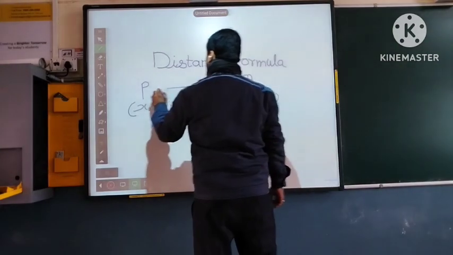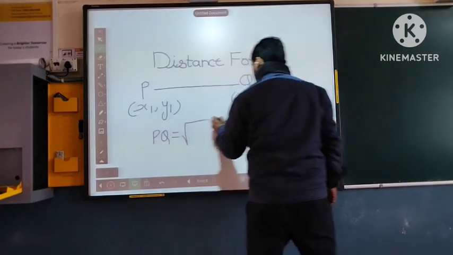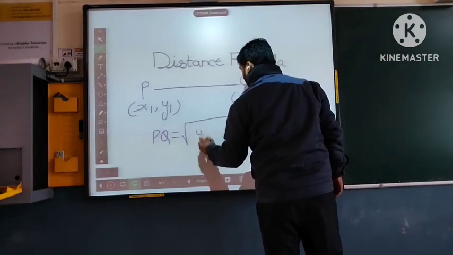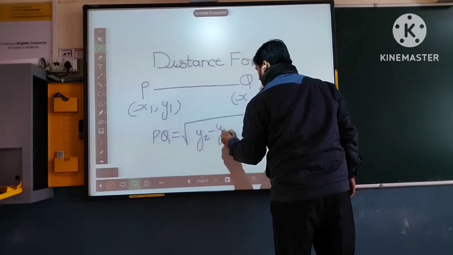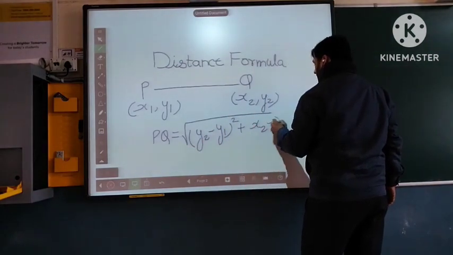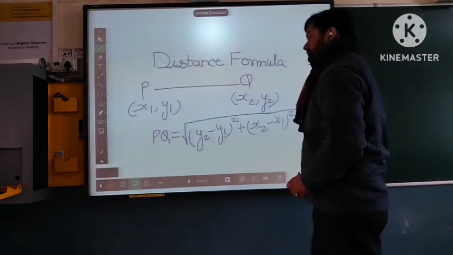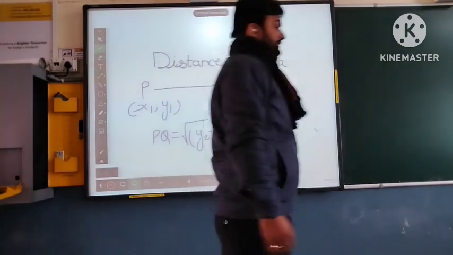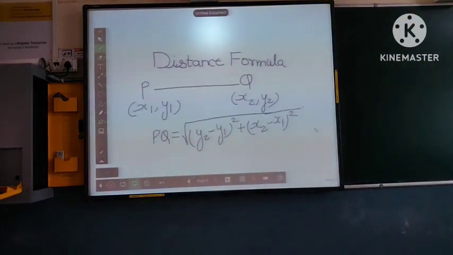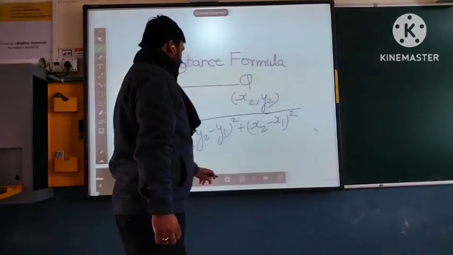Now, to find the distance between the points, I am connecting them with a line. The formula is PQ is equal to under root of (y2 minus y1) whole square plus (x2 minus x1) whole square. Now see, this formula we can also derive by plotting the points on the coordinate axis.